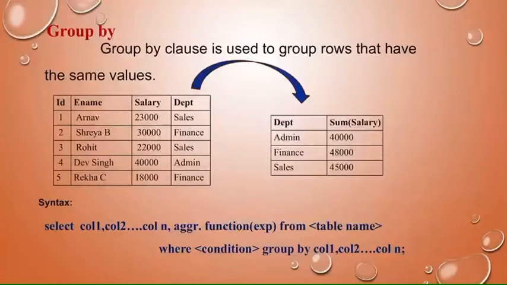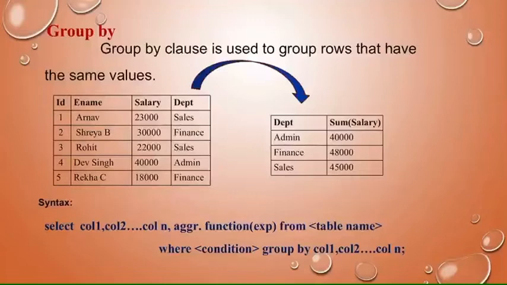If you have to do it manually, what will you do? We will take each sales record and then add the total salary. Similarly, you have to take each finance record and then add their salaries. That is, first group the records by department and then sum the salary column across that group. The same way you will get the result by using this group by clause.